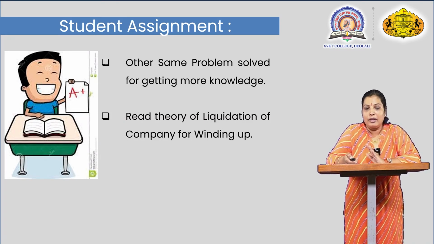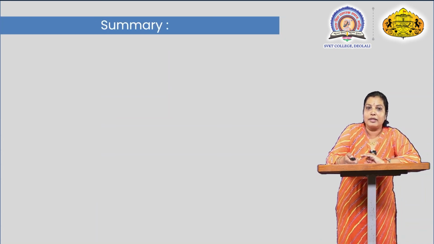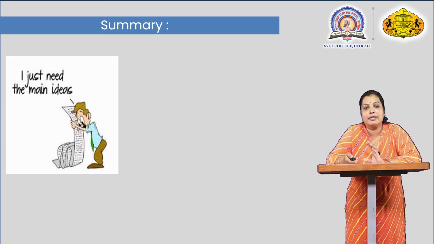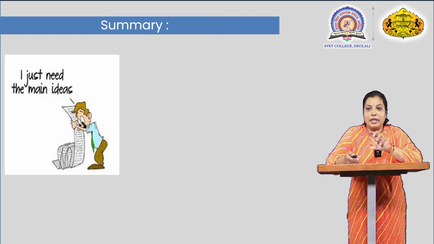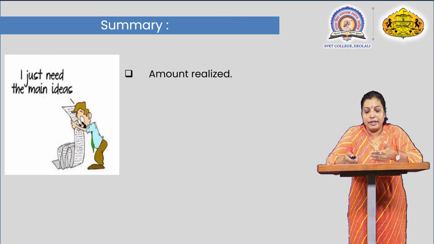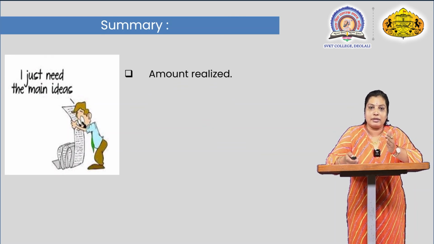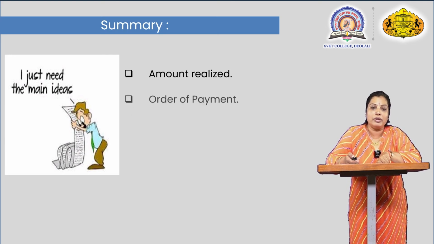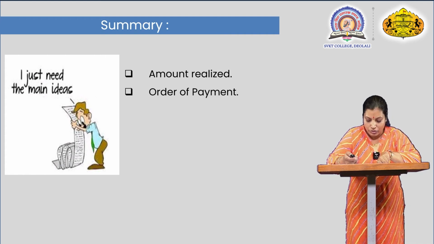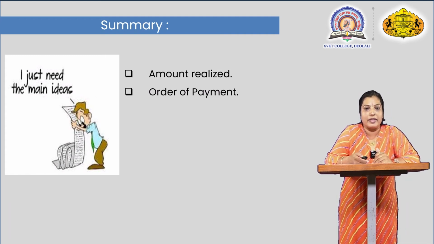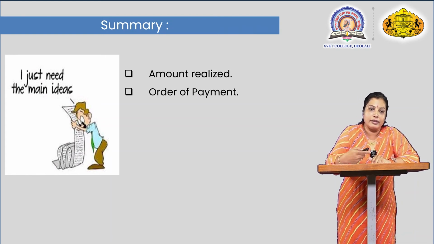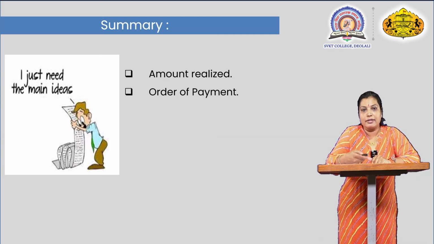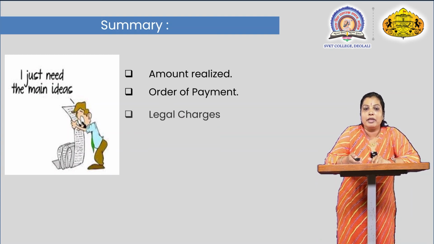And while solving assignments, the summary is very important. Summarize means you can imagine the slides given here, which amount is realized, the balance sheet amount and the realized amount. You can compare both amounts while realizing. And the order of payment is also very important, because the order in sequence is given by the code or by the law, and all these are under the supervision of the liquidators appointed by the code. The order of payment is also very important.